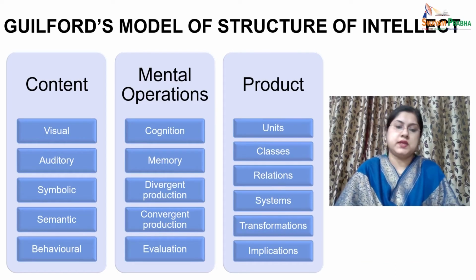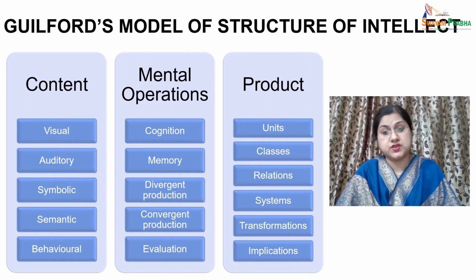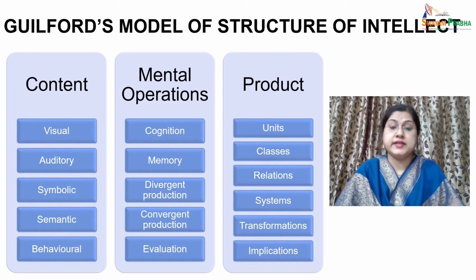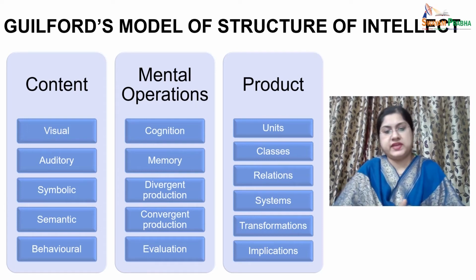The next theory here in this presentation will be Guilford's model of structure of intellect. Guilford proposed a three-dimensional structure of intellect model. According to Guilford, every intellectual task can be classified according to its content, mental operation involved in it, and the product resulting from the operation. So these were the three different aspects or different tasks which were broadly classified by Guilford.